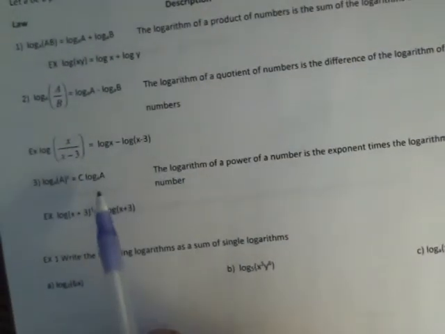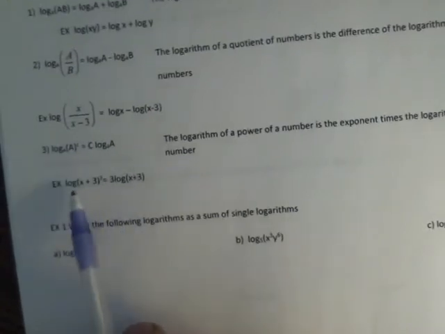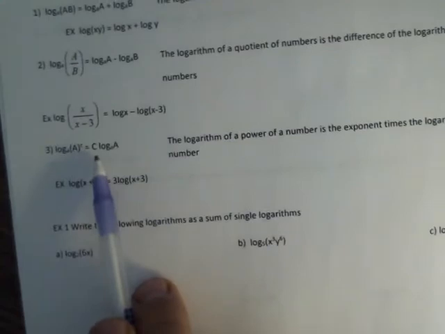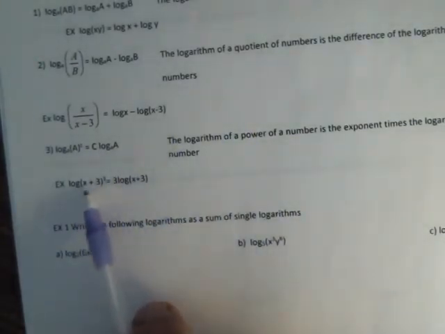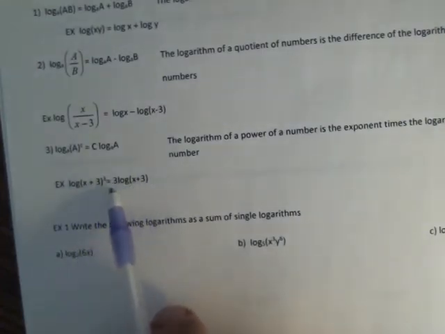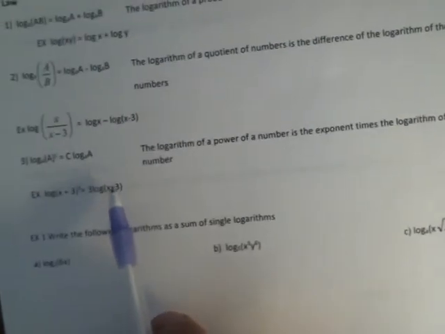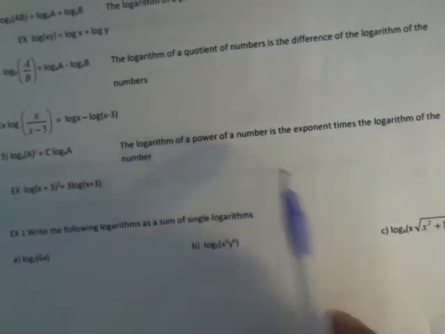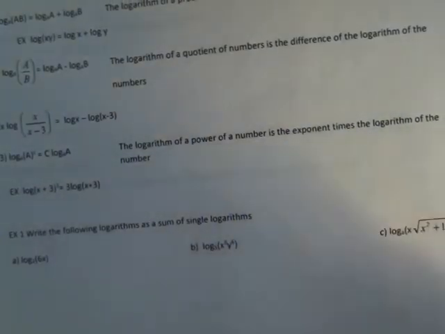The third law is if I have a log of an expression raised to a power, I can rewrite it as the power times the log. An example of this is if I have the log of x plus 3 raised to the third power, I can rewrite this as 3 times the log of x plus 3. So the description, again, the logarithm of the power of a number is the exponent times the log of the number.